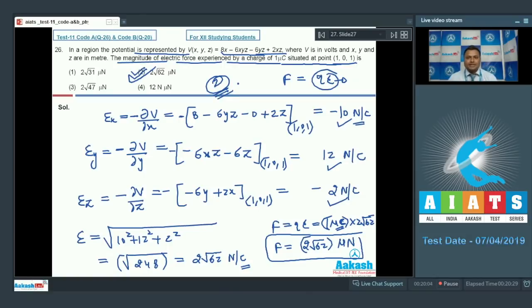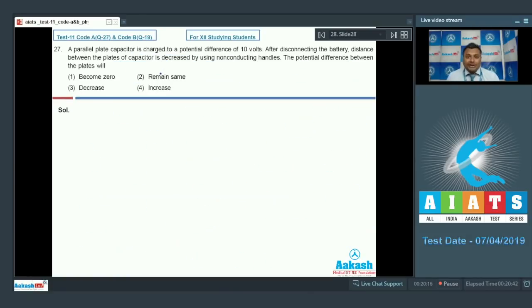Move on to the next, that is 27 number. Here is question number 27, everyone. A parallel plate capacitor is charged to a potential difference of 10 volts. After disconnecting the battery, the distance between the plates of the capacitor is decreased by using non-conducting handles. The potential difference between the plates will be what? What will happen with potential difference?